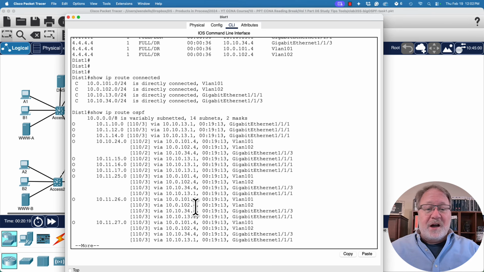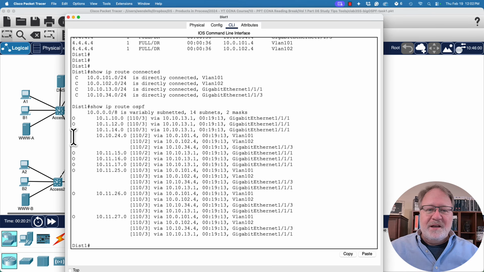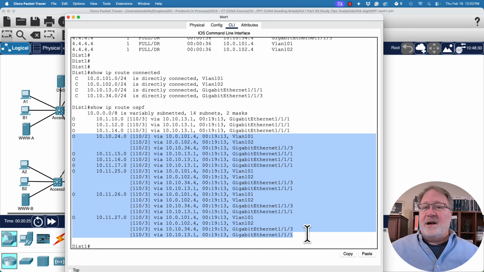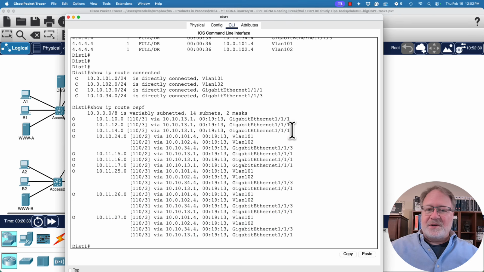Then show IP route OSPF. There's a lot here. So everything from here down are routes to transit links between routers. And honestly, for the purposes of the lab, I don't really care. All right. And we're going to change the metrics anyway in the next task. But these top ones are kind of interesting.